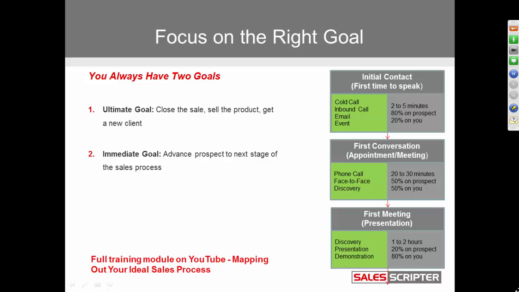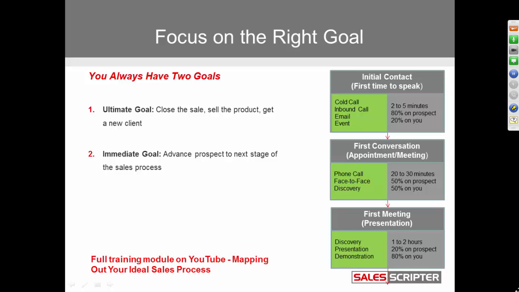And you probably think about your ultimate goal every day, every time you talk to a prospect. But the reality is that at every point, you have an immediate goal as well. Your immediate goal is to advance the prospect to the next stage of your sales process.